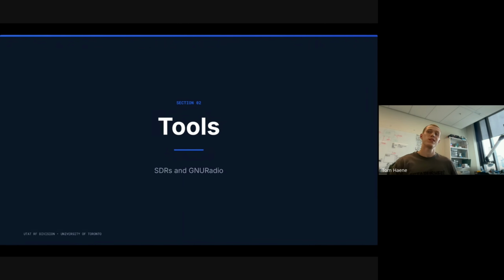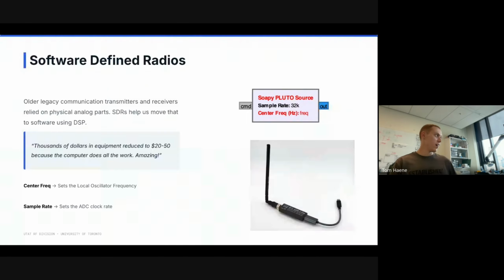Okay, tools. So we're going to cover something called an SDR, or SDRs, and GNU Radio. So have you guys heard of these things before? Yeah? Anyone used GNU Radio? You've messed around with it a little bit? Okay. So I'll first cover what software-defined radios are.